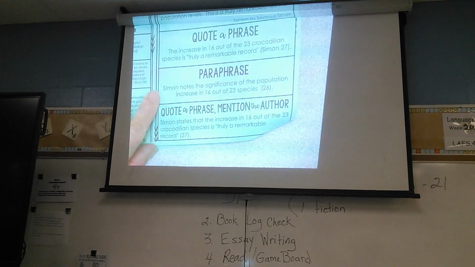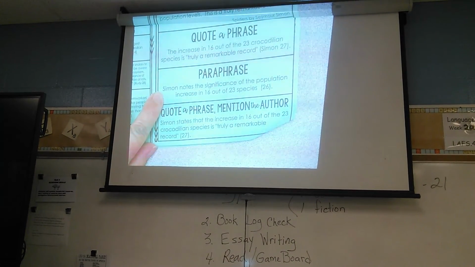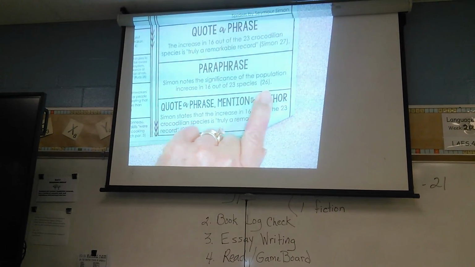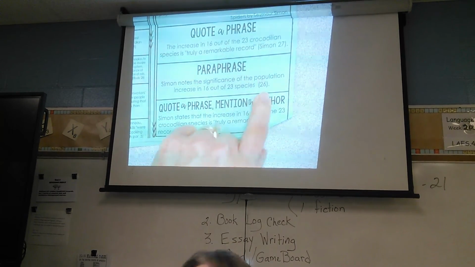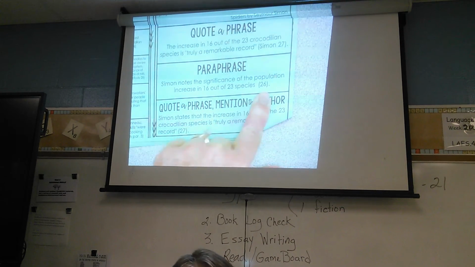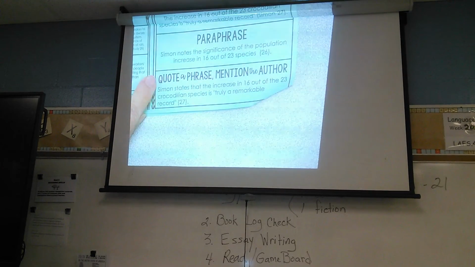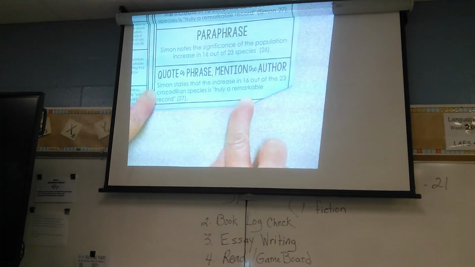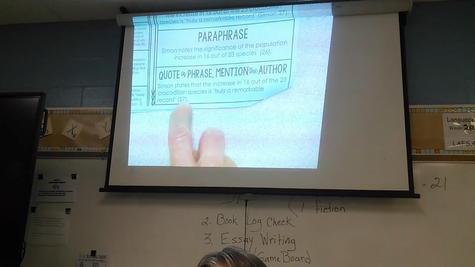If you're going to paraphrase it and mention the author, Simon notes the significance of the population increase in 16 out of 23 species, and then in the parentheses is the number, where it came from, what page it came from. In your case, you're going to be talking about paragraphs, because your paragraphs are all going to be numbered. Okay? Quote a phrase, mention the author. Simon states that the increase in 16 out of the 23 crocodilian species is truly a remarkable record, and then in the parentheses is the page number.